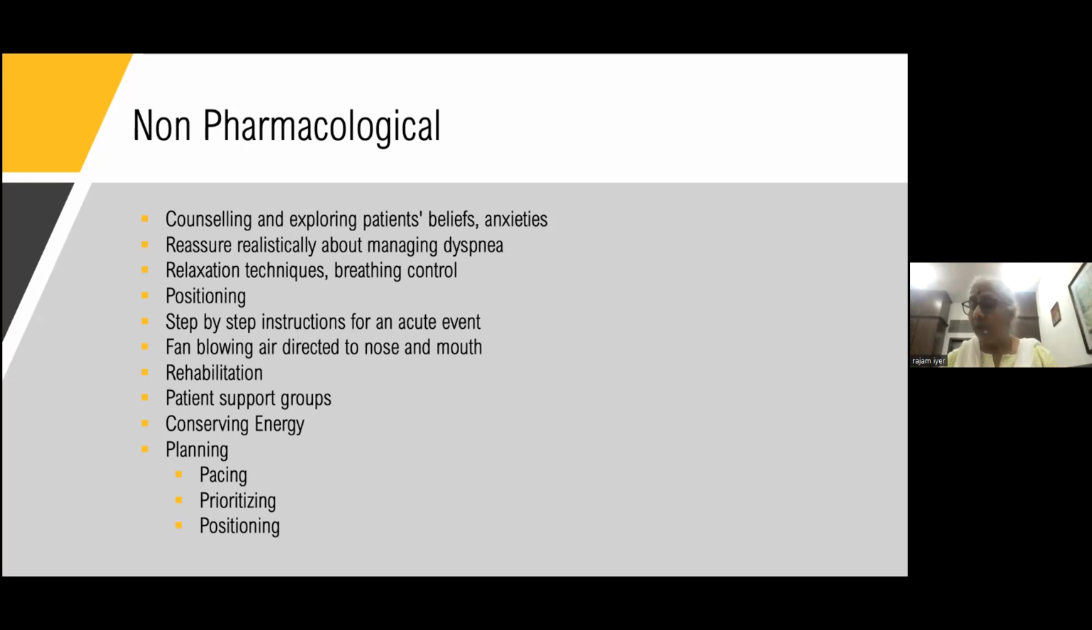Have you all tried to use any of this? Anyone in this group has experience in using any of these techniques in your practice? No? Is it difficult, you think, to teach the caregivers?